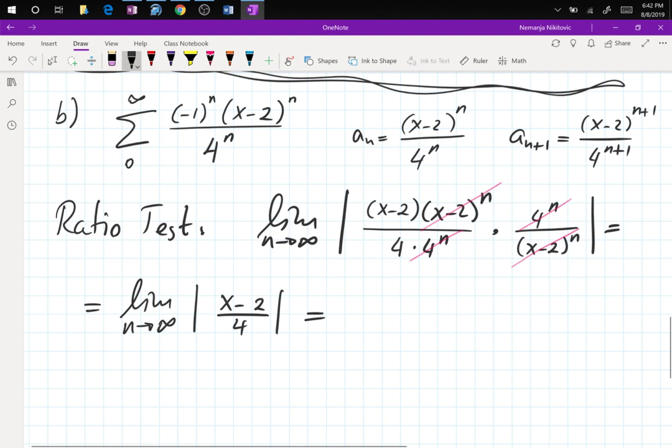Well, there are no n's. And since there are no n's, we'll just drop the limit, because a limit is supposed to operate on n's. The n's are no longer with us, right? So all I have is the absolute value of x minus 2 divided by 4.